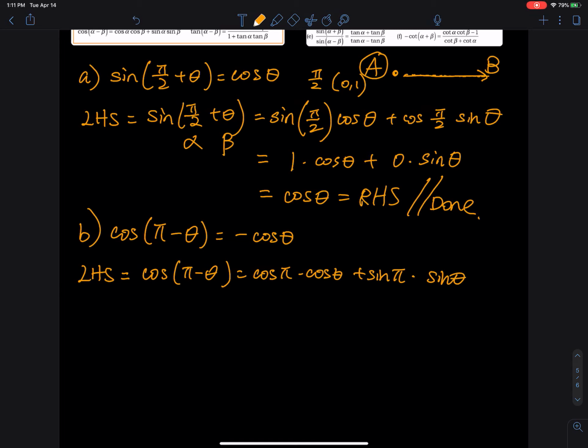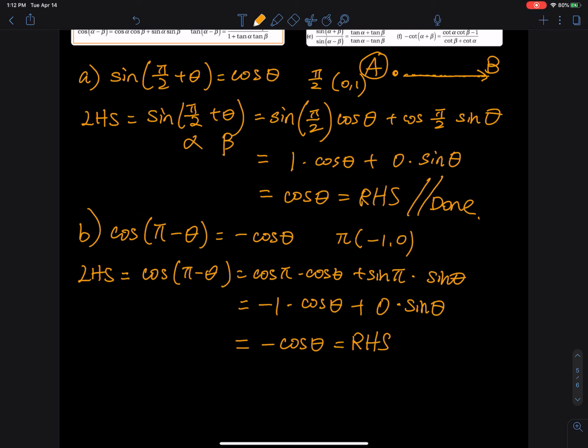And then you have to tell me what is the coordinate of pi. That is in between quadrant 2 and quadrant 3 on the x-axis. So we have negative 1 comma 0. Just go look at your unit circle. That is negative 1 times cosine theta plus, sine is y, 0 times sine of theta. So you have negative cosine theta, that is equal to the right hand side, and then your job is done. It is just that easy.